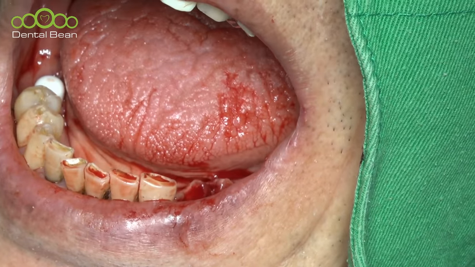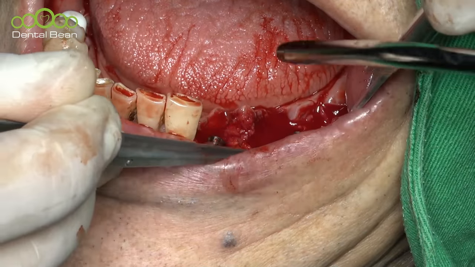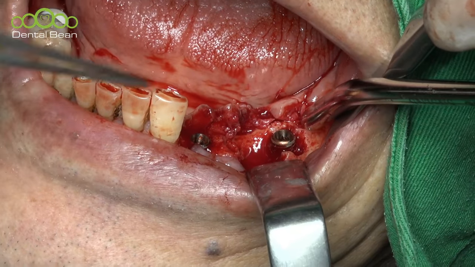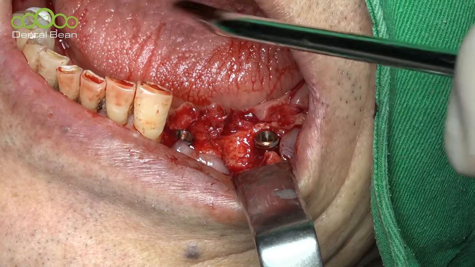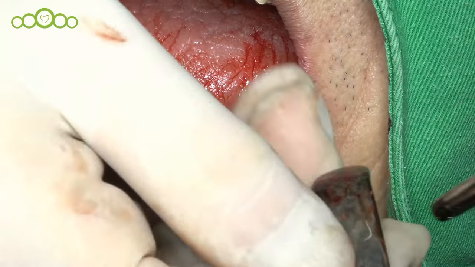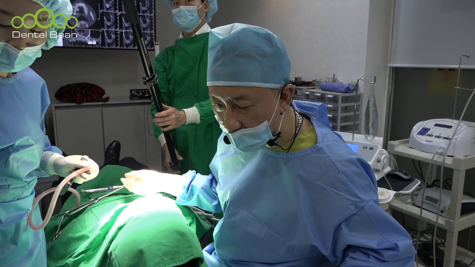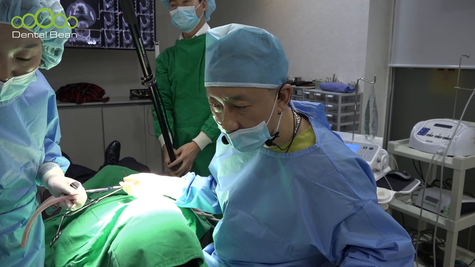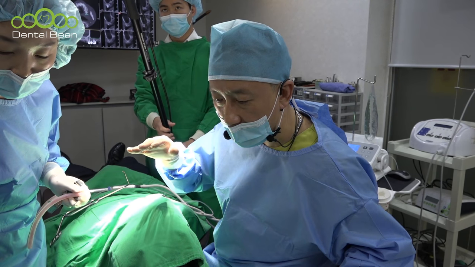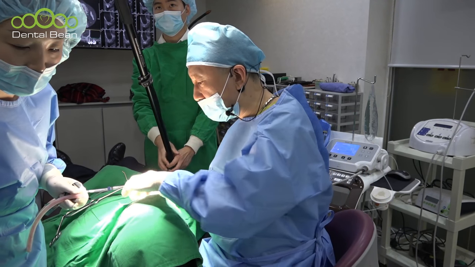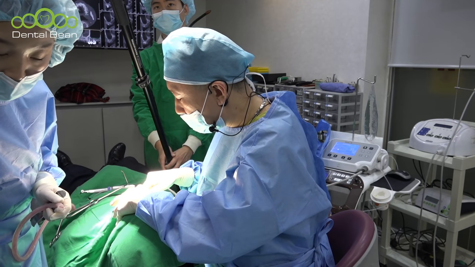Okay, let's check the depths. One more question here. Can you hear me? Yes, sure. The first implant, you see that it's slightly above the crestal height. The first implant on the left side, the premolar, this one. You see that it's a little bit above the crestal bone.